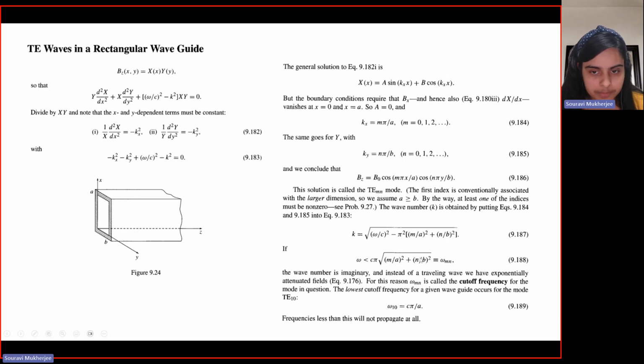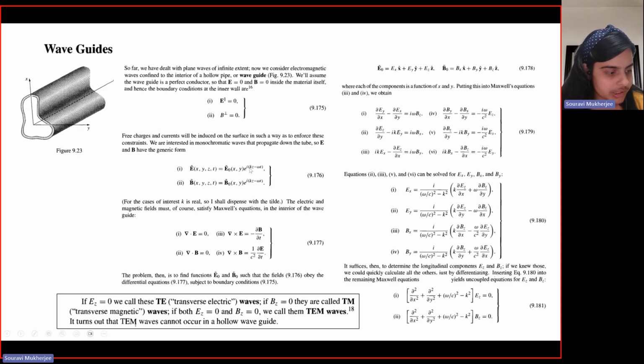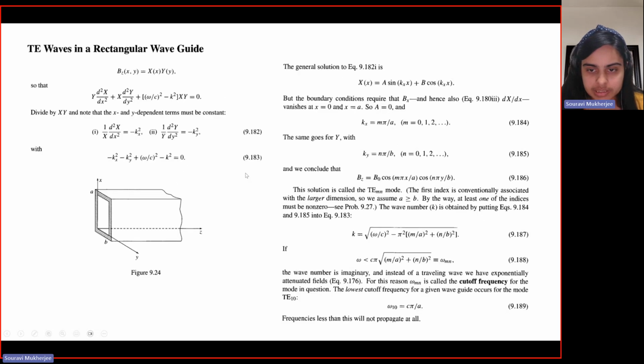So if the frequency is less than this value, which depends on the dimensions of your waveguide, for some combination of m and n given some values of a and b, then the wave number becomes imaginary. Now, what do you mean by wave number becoming imaginary? If you put it here, you would get an exponentially decaying term, right? So that means the wave will not be a traveling wave, but an exponentially attenuated wave.